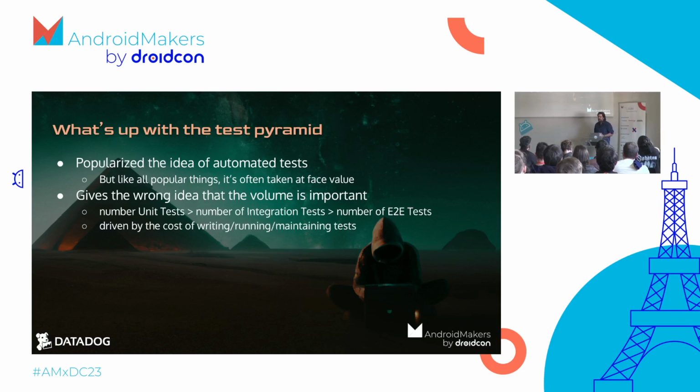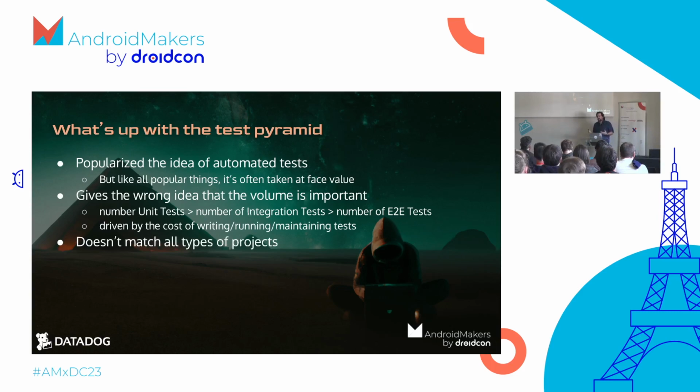The main thing is that those volumes were driven mostly by the cost of writing the tests, running them, and maintaining them. Of course, it's much harder to run an end-to-end test than to run unit tests. The unit tests are usually very, very fast. You can run them on the JVM, whereas for end-to-end tests, you're going to need an emulator or a real device, which is not as easy to set up. But it doesn't mean that you need to have more unit tests. And also, writing unit tests is often easier because you're just working with a simple unit, which is easier to set up. When you're writing an end-to-end test, you're going to have a lot more to set up.